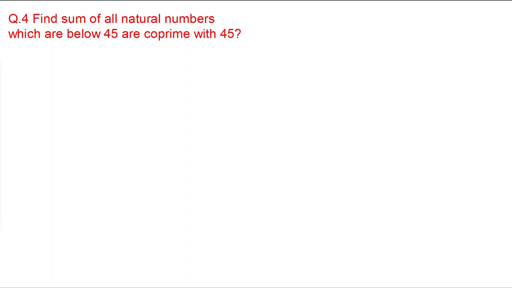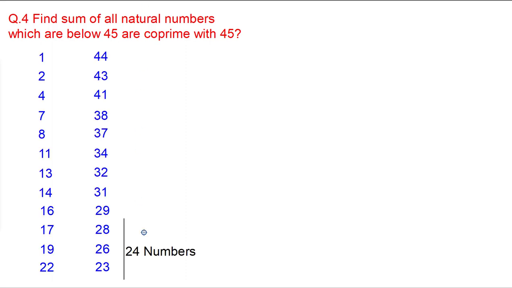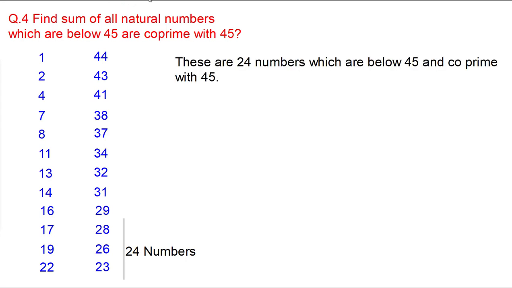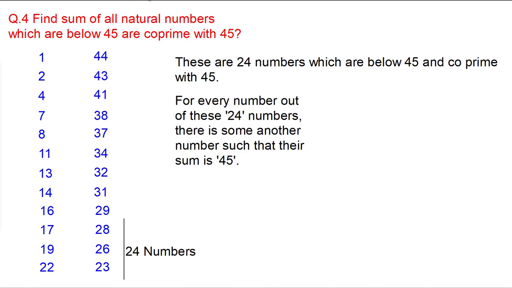Now, after this, the question is: find the sum of all natural numbers which are below 45 and coprime with 45. Everyone, the same question we need to do with 45 now. As we saw earlier, these are 24 numbers which are below 45 and coprime with 45. For every number out of these 24 numbers, there is some other number such that their addition is 45.